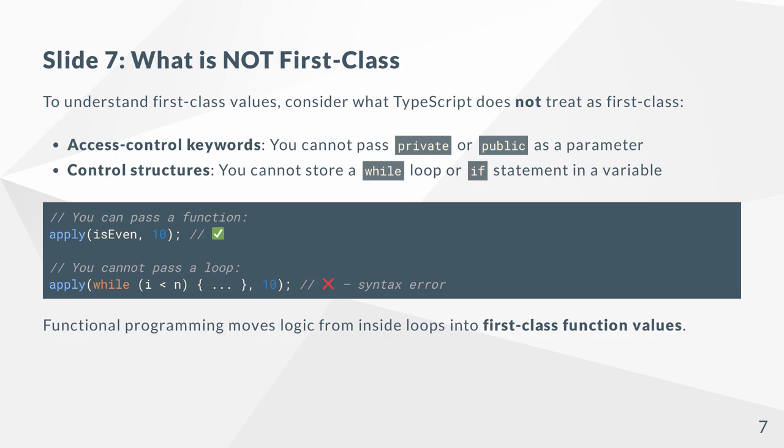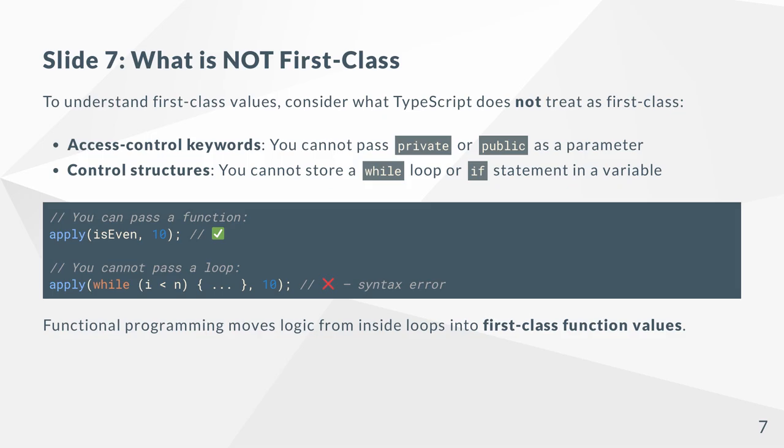To understand what is first class, it helps to see what is not. Access control keywords like private and public are not first class. You cannot pass them as arguments. Control structures like while loops and if statements are not first class. You cannot store them in variables. But you can pass a function that encapsulates that logic. You can store the predicate, the transformation, the accumulation, all as first-class function values.